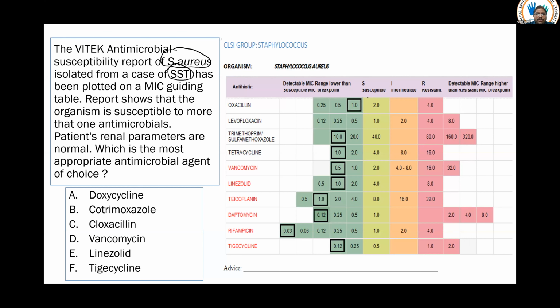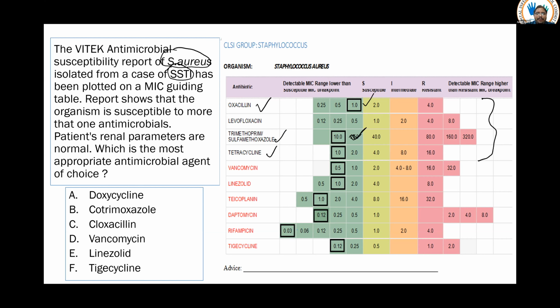Why not consider oxacillin? Flucloxacillin can be used, so it is a dicey situation. First, we should look at the first line. We have 4 antibiotics available in the first line, correct? Among the first line, we have 3 antibiotics which are susceptible.